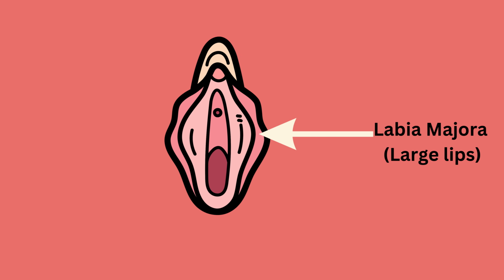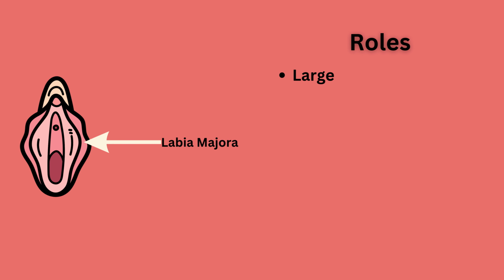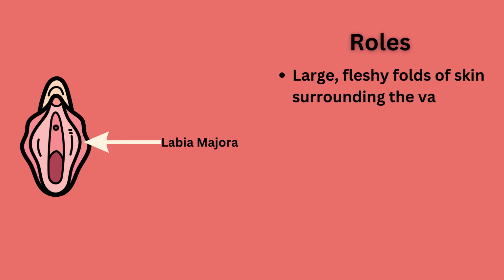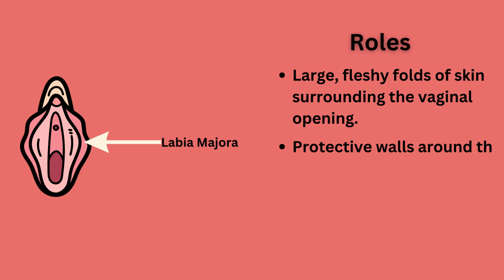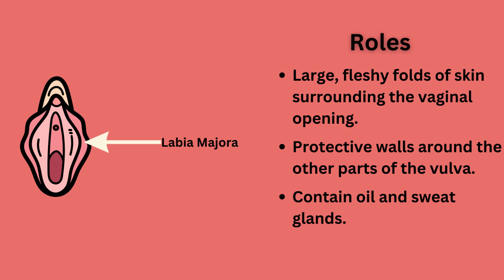Next up is the labia majora. Picture two soft outer folds of skin that surround the vaginal opening. These folds are called the labia majora. They act like protective walls around the other parts of the vulva. They also contain oil and sweat glands.